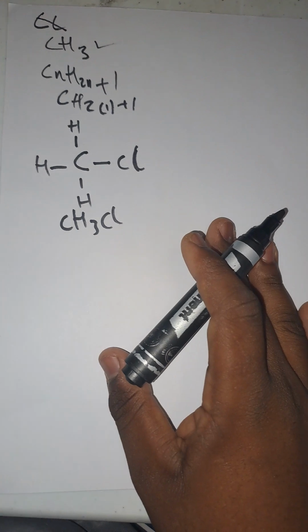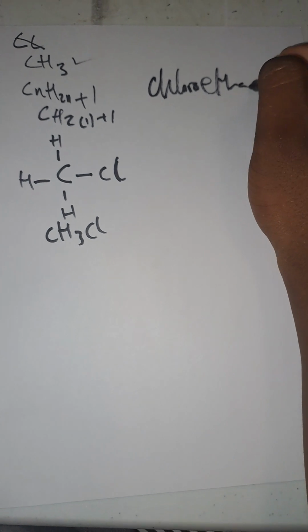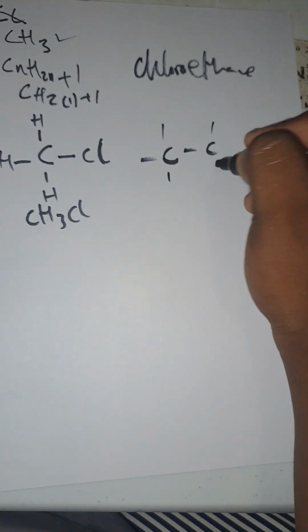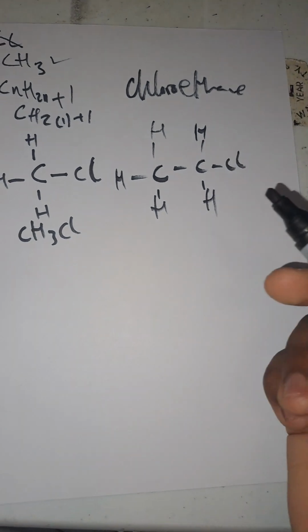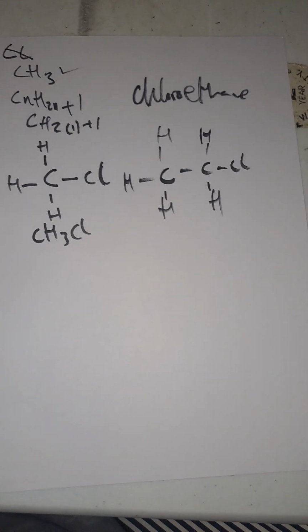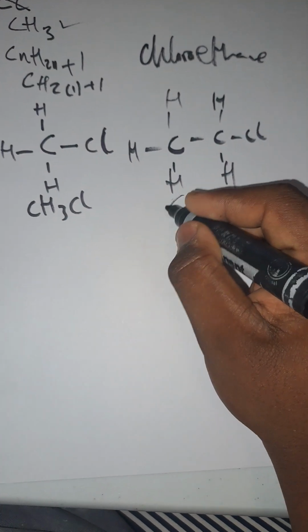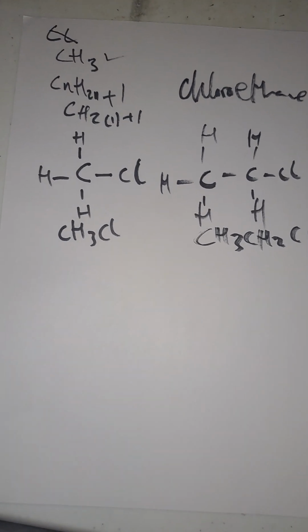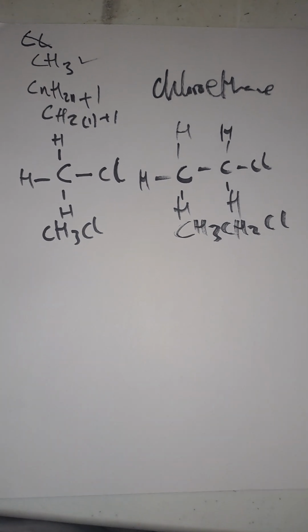So now, let me make another example. Now, let's say we have chloroethane. Chloroethane, now, you're going to have 2 carbon atoms, 5 hydrogen atoms, then you'll have your Cl. Can you see it? Now, if they want a condensed structural formula, CH3, CH2, Cl. That is it. Can you see it now, guys? That is what they're talking about. Now, let's continue with our lesson.